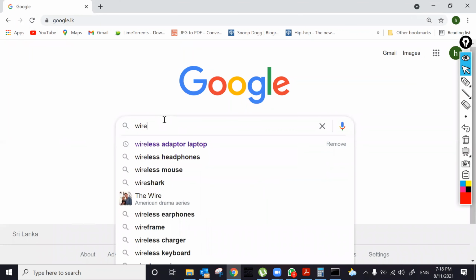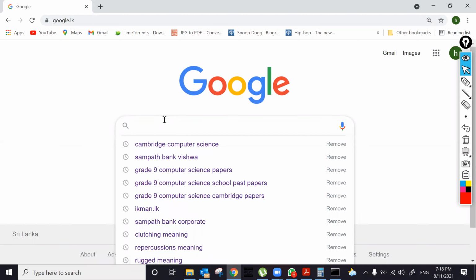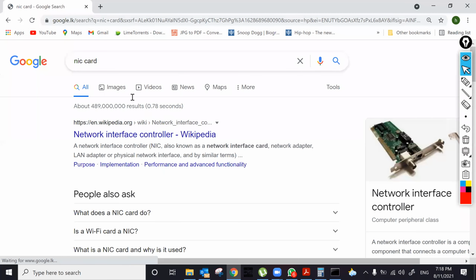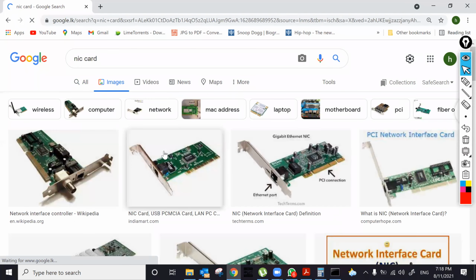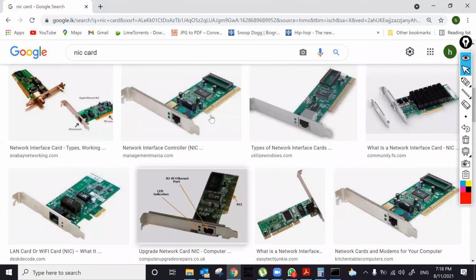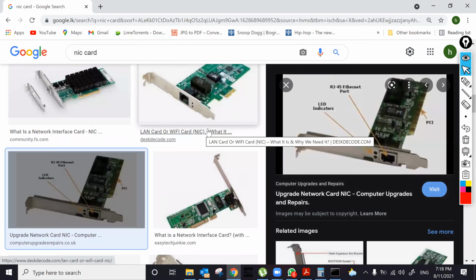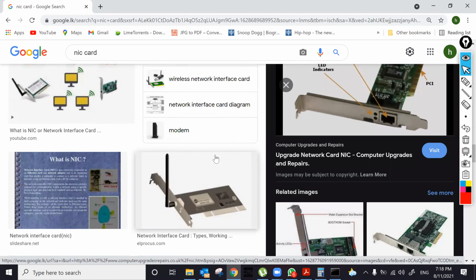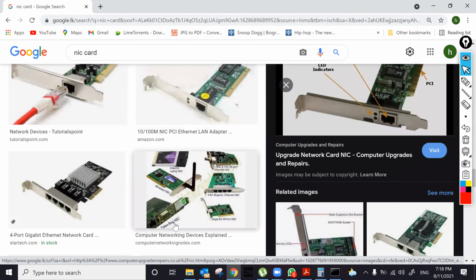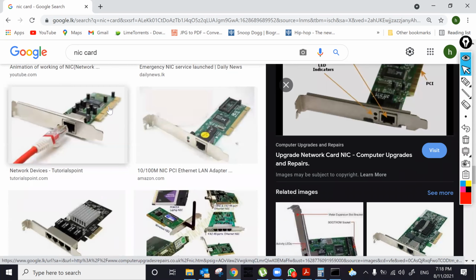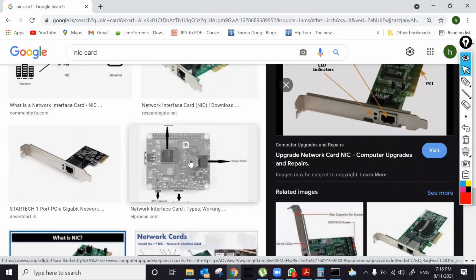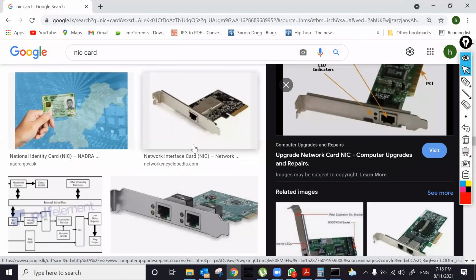We say wireless card. We say network card, NIC card. Normally this comes with desktops. This NIC is called the network interface card. Our network cable, or the patch lead, is connected like this. This is how the internet is connected. Actually, this is the network interface card, right? We also say LAN adapter. There are different names, but they refer to the same thing.